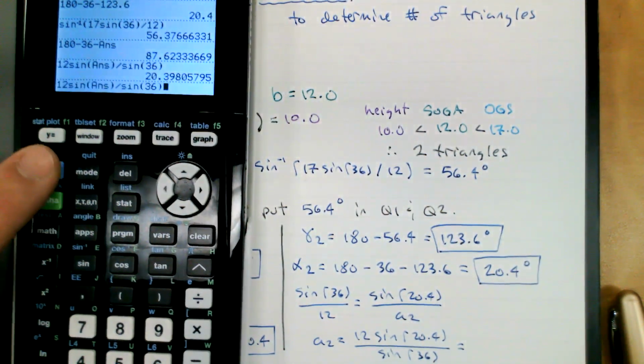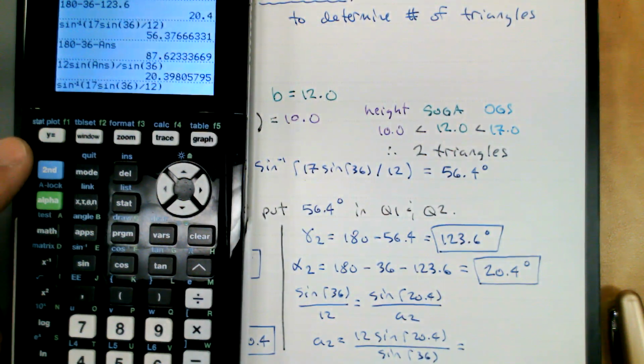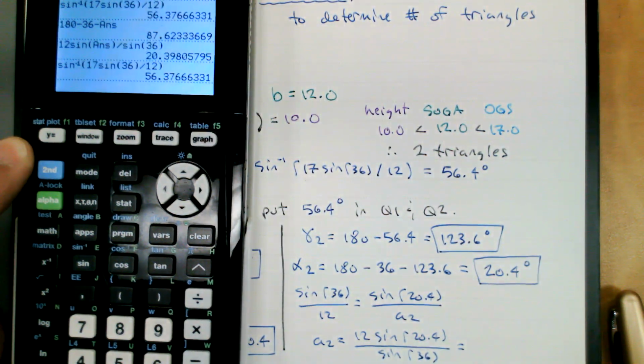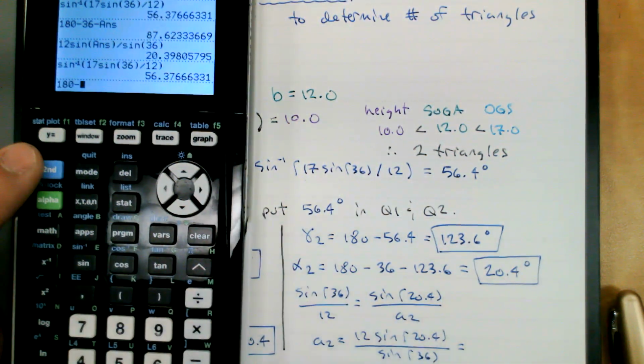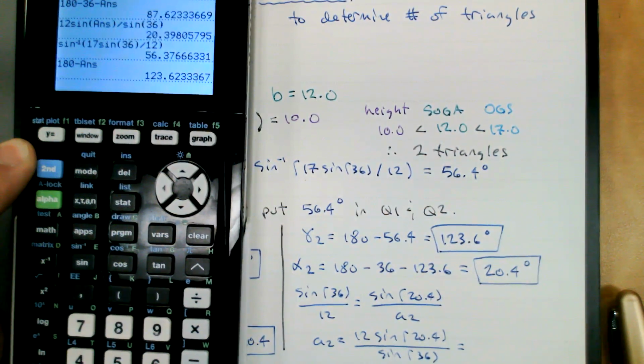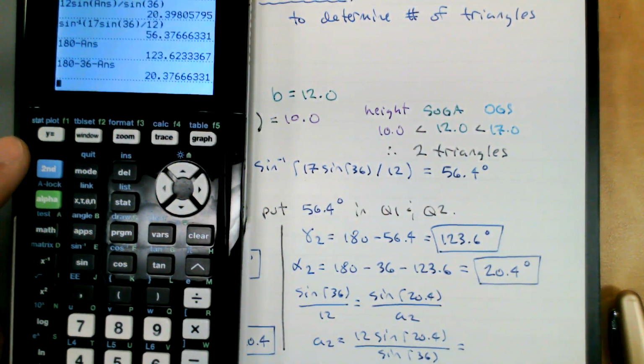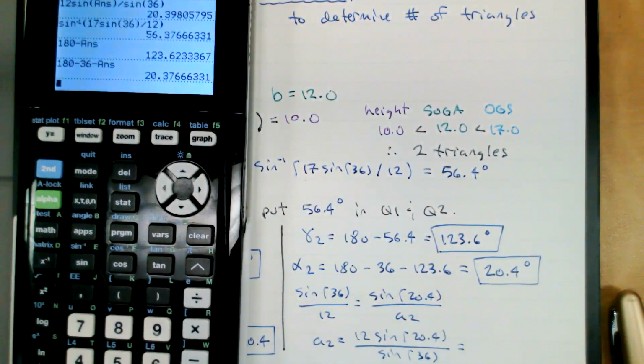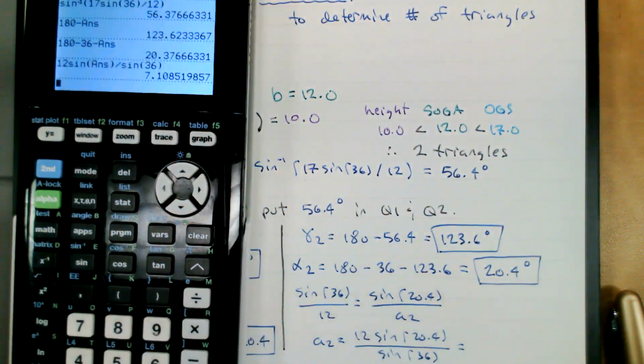If I want to get at the other 20.4, I've got to go through a couple of hoops. I've got to grab my original reference angle. I've got to put it in the second quadrant. I've got to subtract 180 minus 36 minus this angle. So you can see that this is a different 20.4 entirely. And now I'll do 12 times the sine of that angle, close parentheses, divided by the sine of 36, close parentheses. And that side is 7.1.